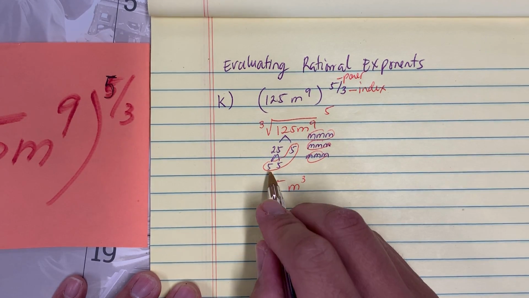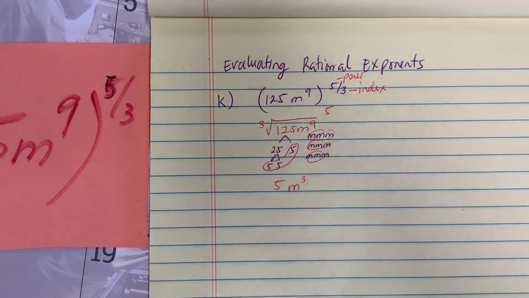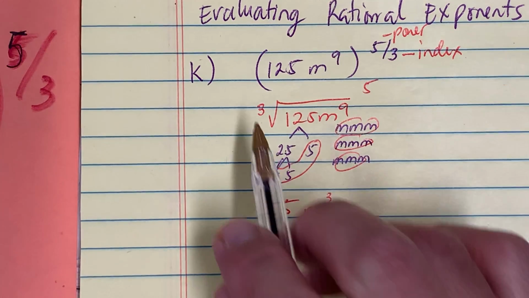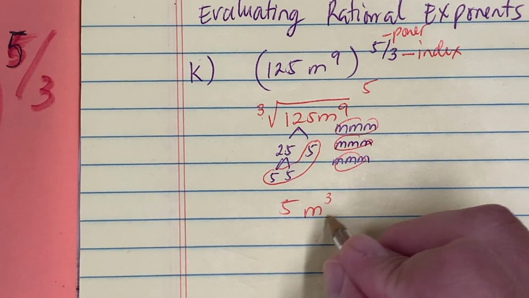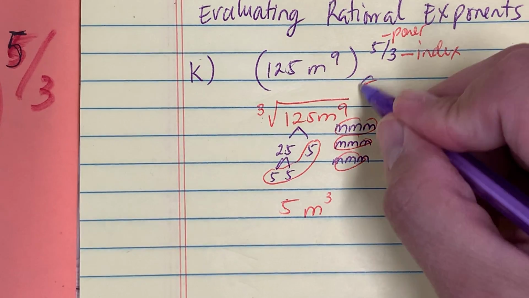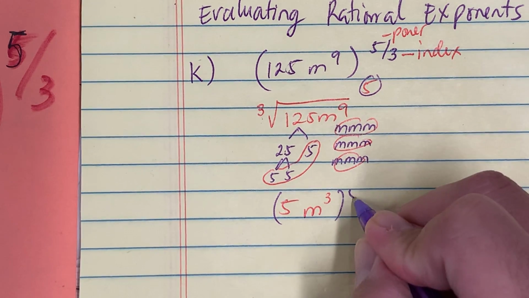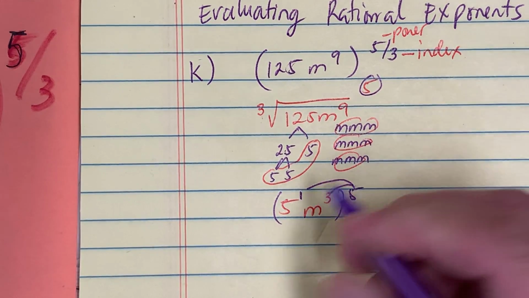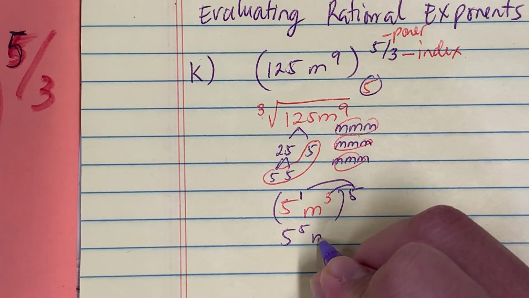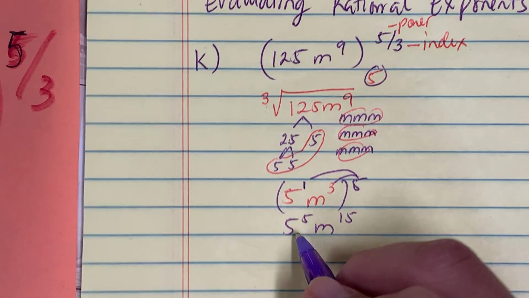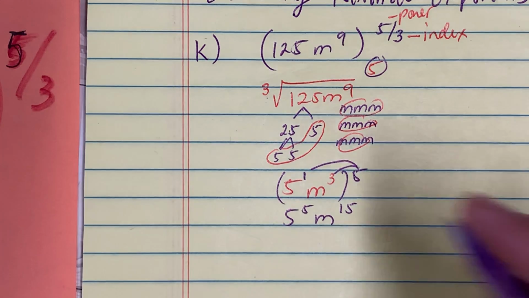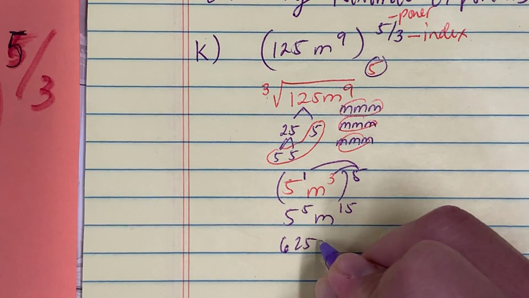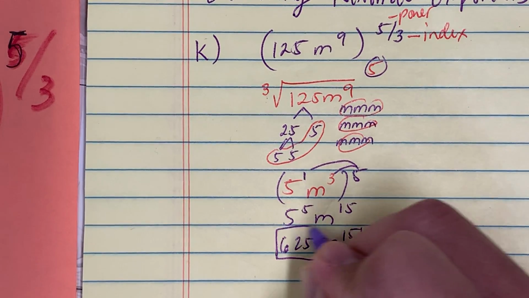We're trying to group them into threes because the index here is the third power, so the answer is 5m to the third right now. But remember, there's a 5 waiting for you over there, and if there's a 5 there, there's a 1 here. You distribute the 5: 5 to the fifth power, m to the 15. 5 to the fifth power is what, guys? 625 m to the 15.